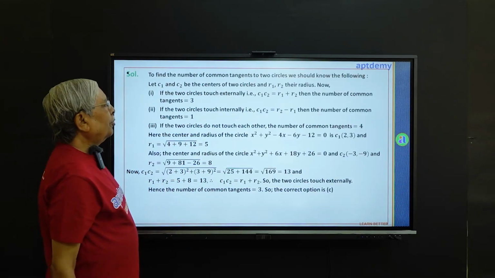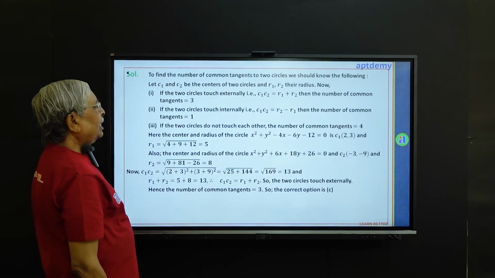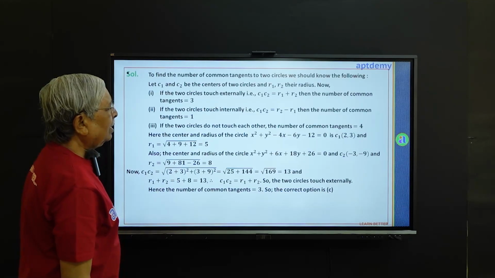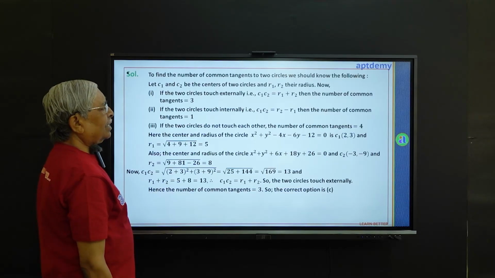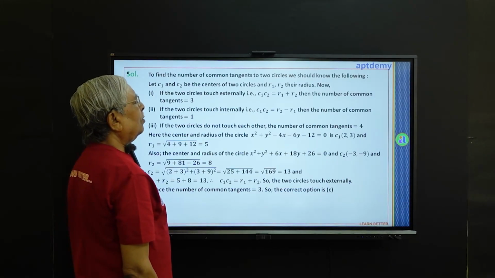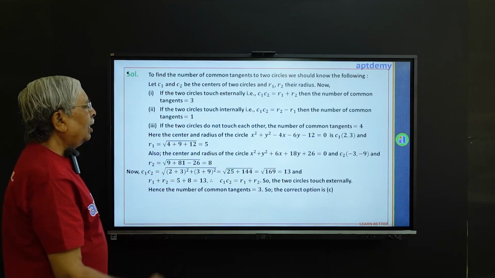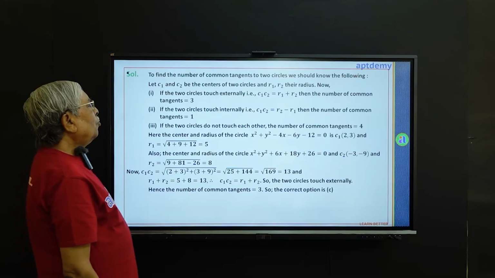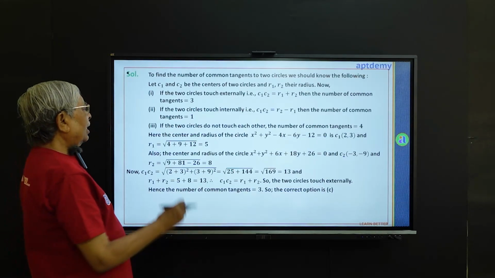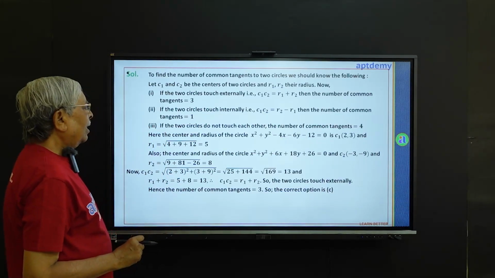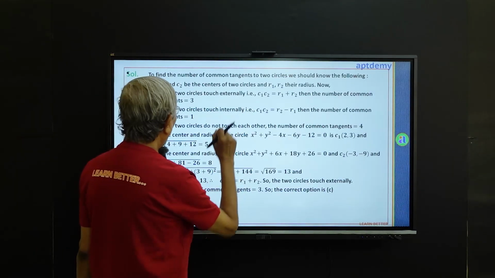To find the number of common tangents to two circles, we should know the following. Let C1 and C2 be the centers of two circles and R1, R2 their radii. Now, if the two circles touch externally, then C1C2 must be equal to R1 plus R2. The number of common tangents is 3, as we have shown earlier. Now, if the two circles touch internally, C1C2 should be equal to R2 minus R1. The number of common tangents will be 1. And if they don't touch, then the number of common tangents will be 4.